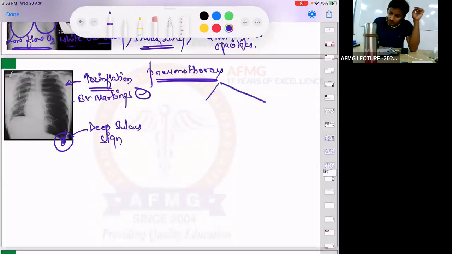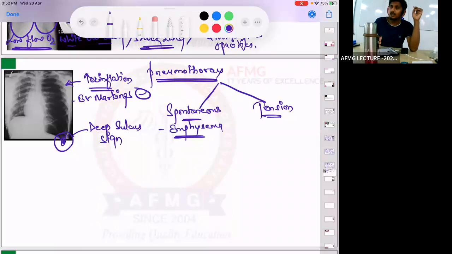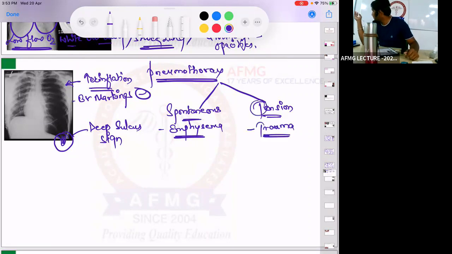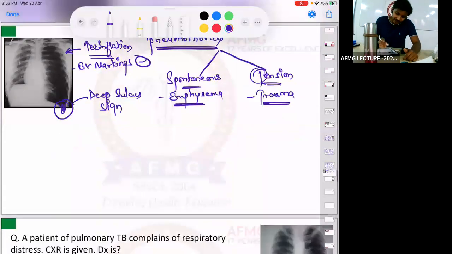Pneumothorax, as we discussed, can be of two types. Spontaneous pneumothorax, type 1, is associated with emphysema. Type 1 pneumothorax is due to rupture of a bleb in emphysema, which can cause spontaneous pneumothorax. Type 2, T for tension, T for trauma. So trauma can lead to it, and emphysema can lead to it.